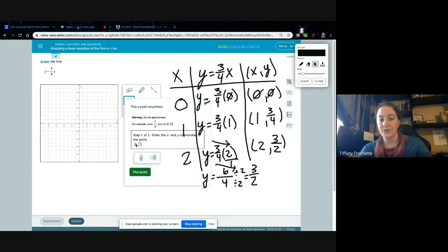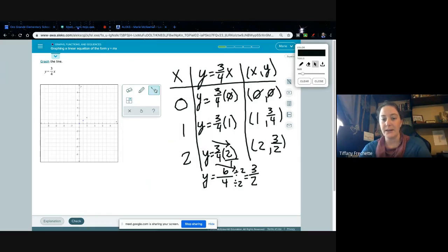Same thing with the next one. I have 2, and then I'm going to do fraction 3/2. Okay, excellent. Hit the divide symbol. So there we go. We can see that pop up. Make sure you hit plot point or it's not actually going to keep it. And then I need to do my line tool. And I'm just going to connect 2 of my points. As long as all 3 are in a line, you did a good job there.